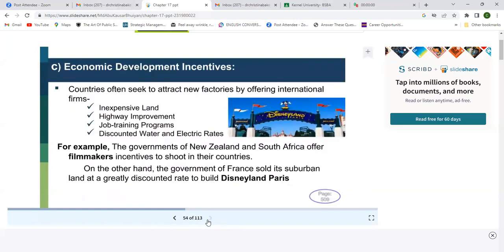Countries often seek to attract new facilities by offering international firms inexpensive land, highway improvement, job training programs, and discounted water and electric rates. For example, the governments of New Zealand and South Africa offer filmmakers incentives to shoot in their countries. On the other hand, the government of France sold suburban land at a greatly discounted rate to build Disneyland Paris.